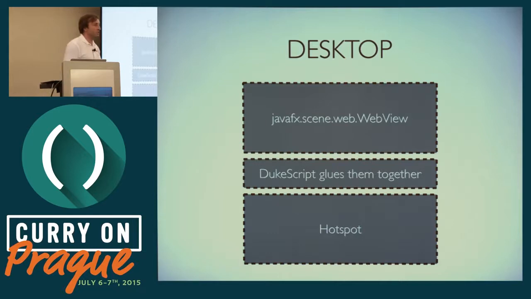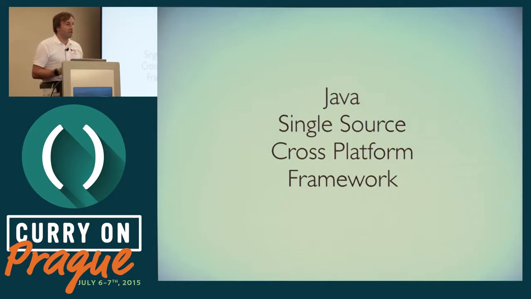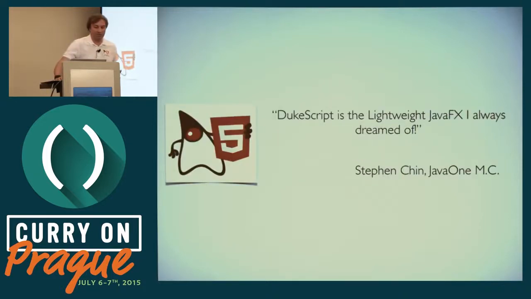The example that you just saw was using JavaFX. So we have the HotSpot virtual machine, we have our DukeScript APIs, and we have the JavaFX WebView component. This WebView component is capable of rendering HTML5. That's pretty easy to do because it also has really nice integration with JavaScript. Our main aim was to create a Java single-source cross-platform framework: one source that you can deploy to all the platforms. And Java because we like the language.